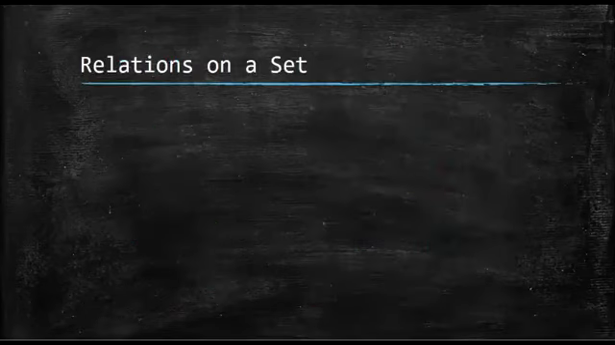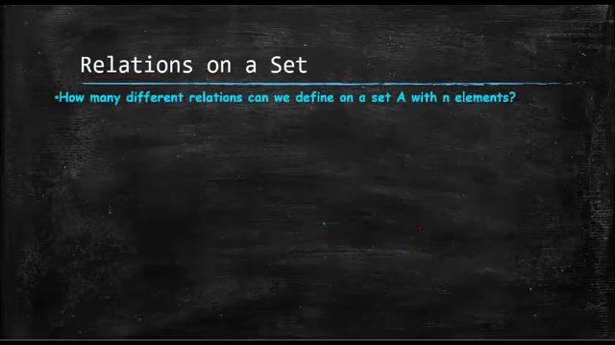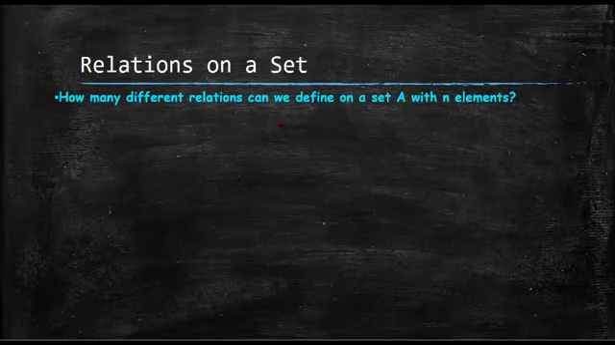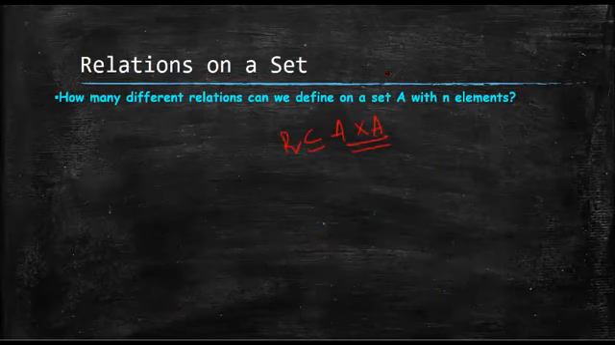Then the next is relations on set. So we have a few questions that we can explain. How many different relations can we define on a set A with n elements? A relation on a set A is basically a subset of A cross A. So R is basically a subset of A cross A, which is considered as the universal relation.